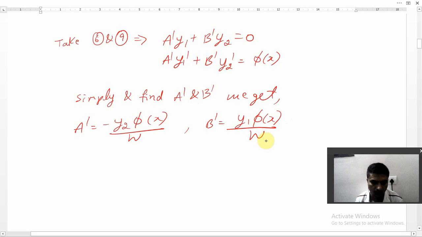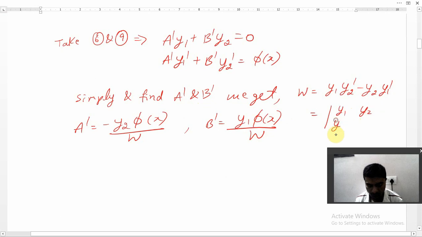Simplification is not important, and it will take a lot of time. Here we choose w, which is nothing but y1 y2 dash minus y2 y1 dash, or we simply write it as the determinant of y1, y2, y1 dash, y2 dash. Yes, we get w in this form. So just remember this.